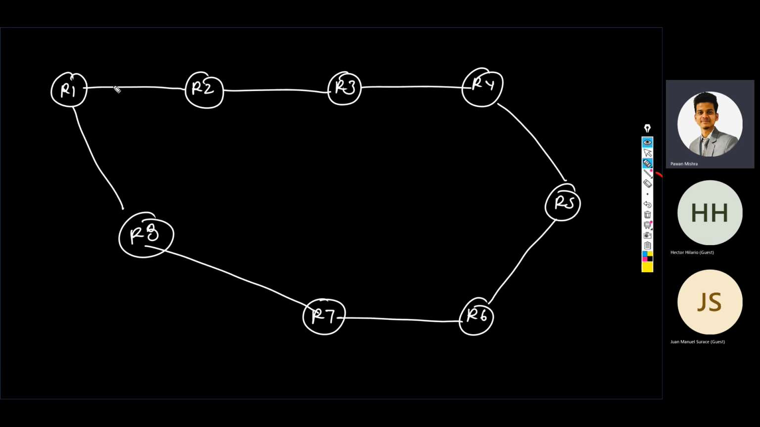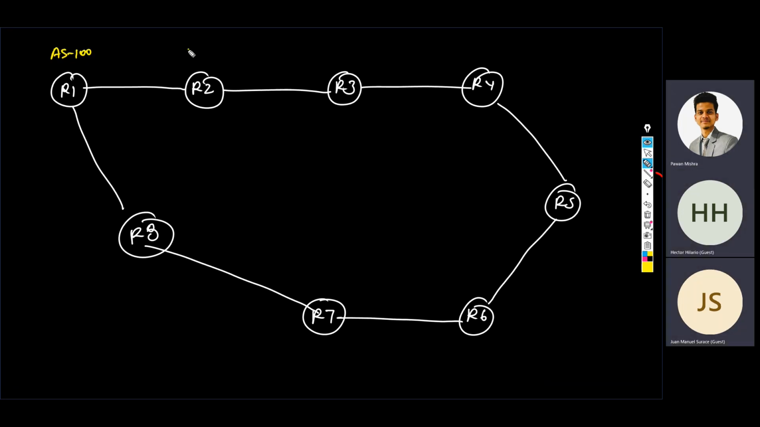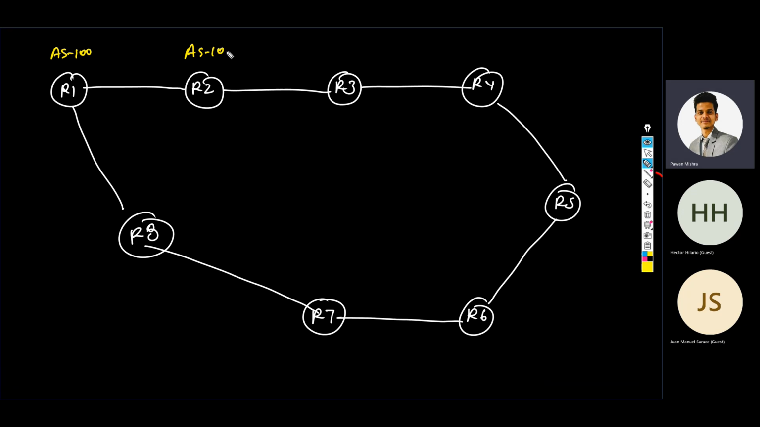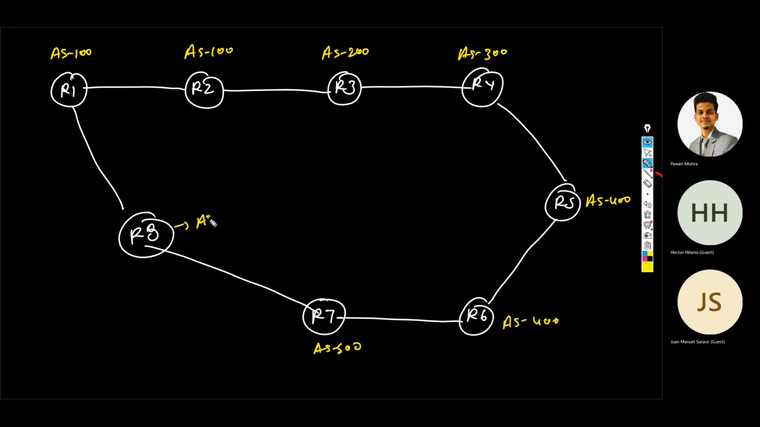Okay. On R1, let's say I'm using AS 100. Then AS 200, AS 300, AS 400, AS 500, and AS 600. In this case, it will all share the network because it's one jump IBGP, but then the next one is eBGP.